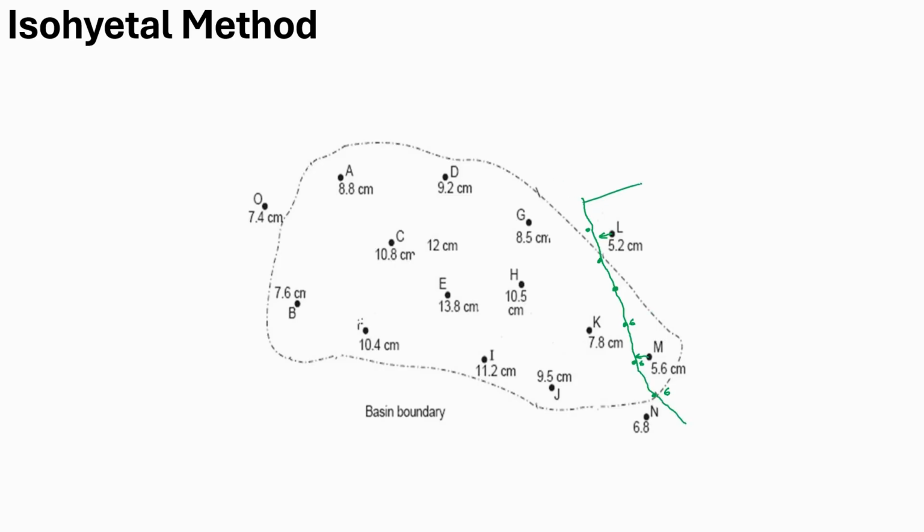This line is known as an isohyet. And an isohyet can basically be drawn depending upon your experience. For the first time, you can never draw an accurate isohyet.